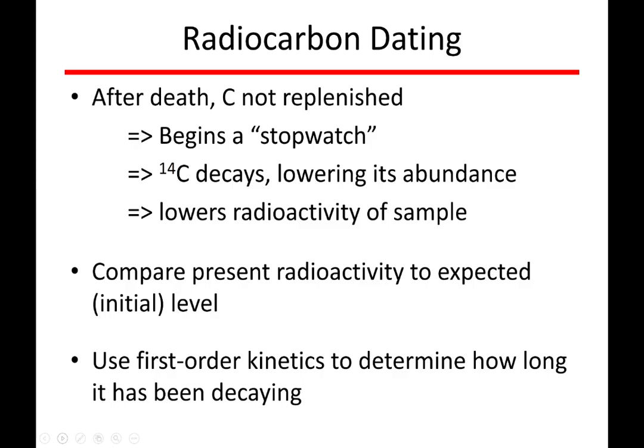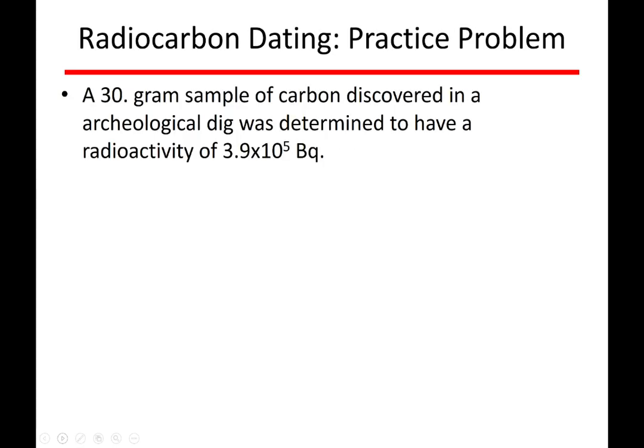So let's go ahead and work through an example problem here. Here we're told that a 30-gram sample of carbon that was discovered on an archaeological dig was determined to have a radioactivity of 3.9 times 10 to the 5th becquerel. And that's just measured experimentally using equipment in a lab, like maybe a Geiger counter.